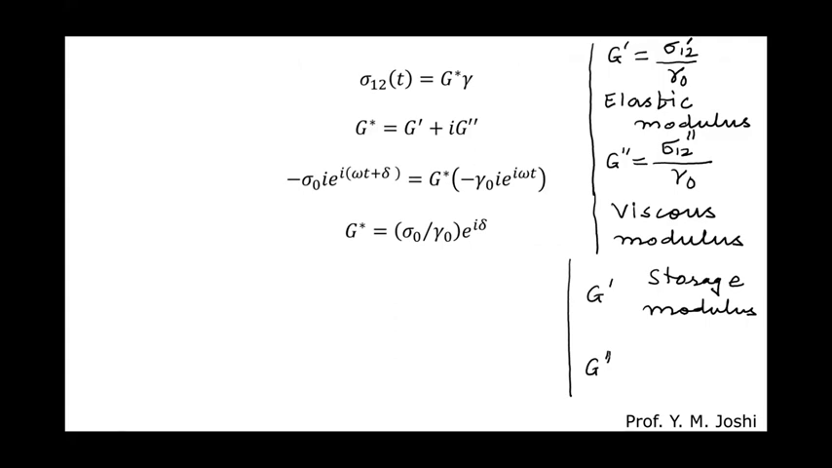All right. On the other hand, G double prime suggests loss because it represents the viscous nature of the material. So it represents loss of energy during a single cycle of oscillation. So it's known as loss modulus. So storage modulus is synonymous with elastic modulus, and viscous modulus is synonymous with loss modulus. All right. You should keep this particular aspect in mind.